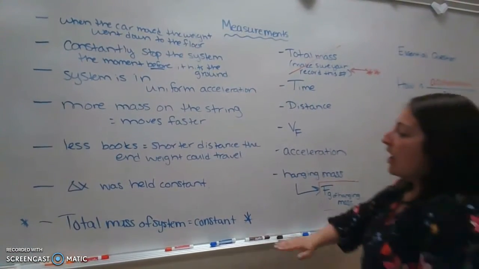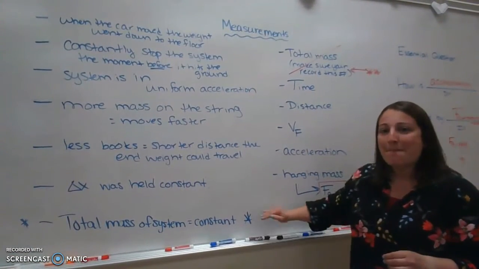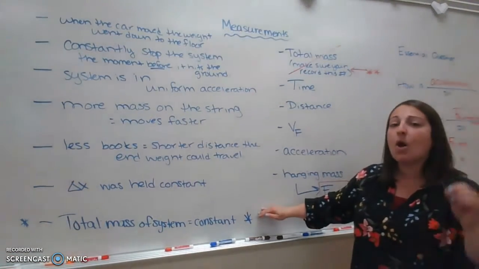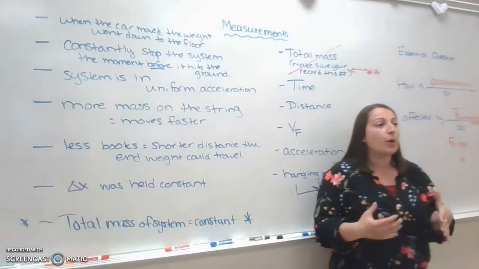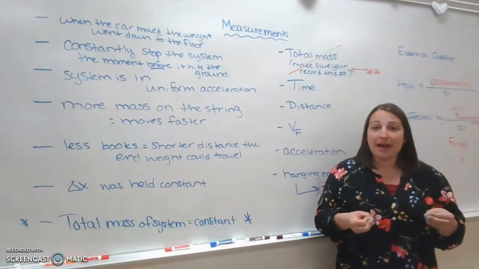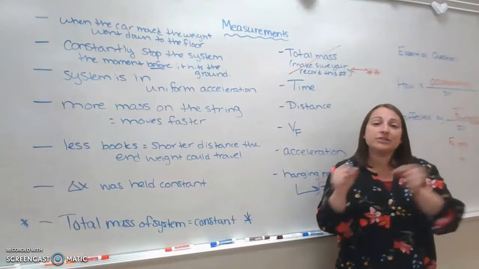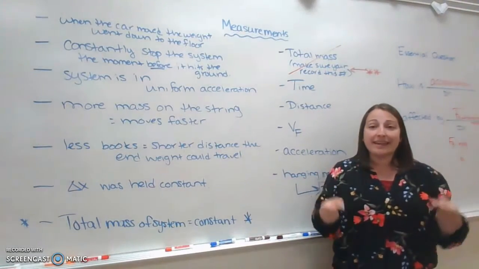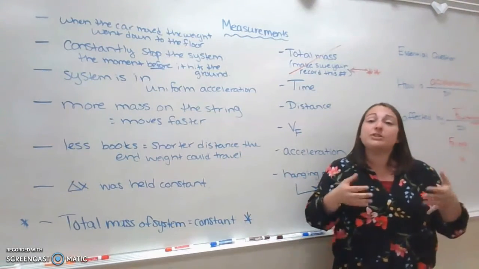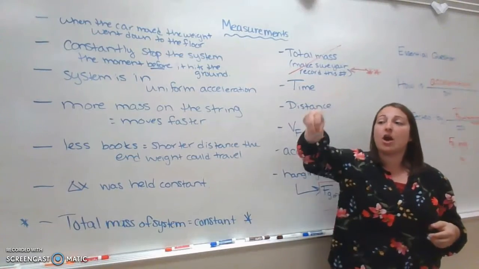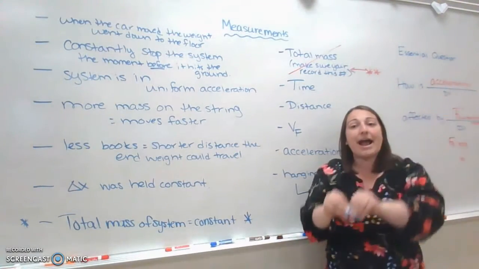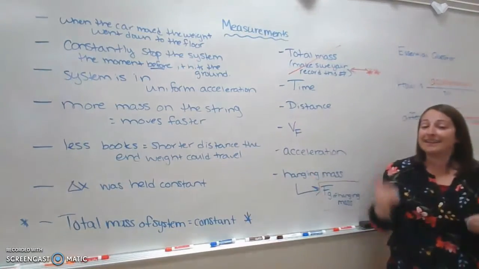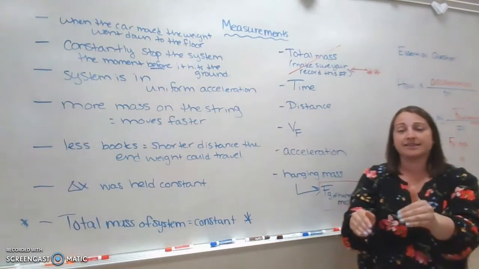The total mass of the system was held constant. Because what you saw me do is, if I wanted to change my masses, I only interchanged the masses within the system. So I simply transferred the mass from being on the trolley to the hanging, or from the hanging back onto the trolley. I didn't bring anything into the system and I didn't take anything out of the system.